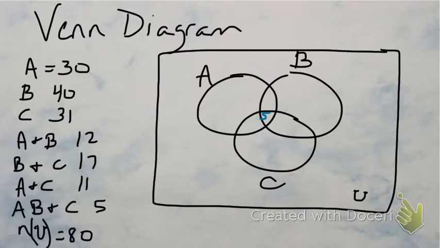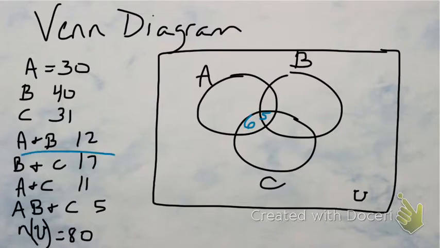Next thing to consider, there are 11 where A and C overlap, but the problem is that you've already included that 5. You don't want to include it again. So right here, we're going to have 11 take away 5. You know what that means. They're going to be 6 right in that spot.